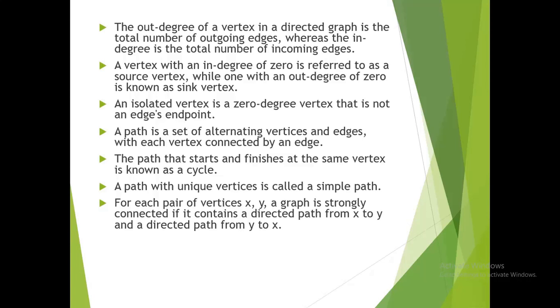A path is a set of alternating vertices and edges with each vertex connected by an edge. A path that starts and finishes at the same vertex is known as a cycle. A path with unique vertices is called a simple path. For each pair of vertices x, y, a graph is strongly connected if it has a directed path from x to y and a directed path from y to x.